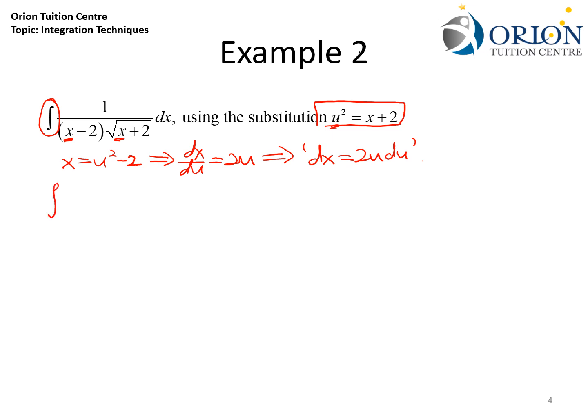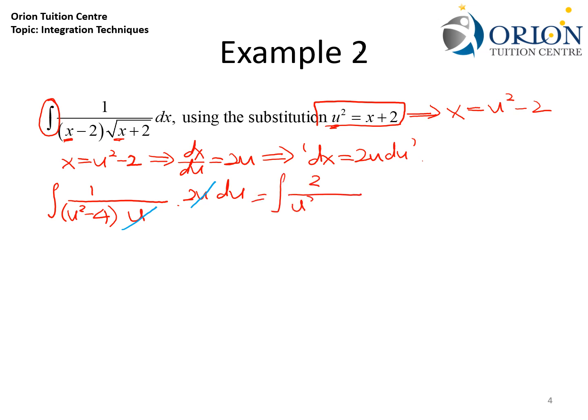We get the integration of 1 over, for x minus 2, x will be equal to u squared minus 2. Therefore, x minus 2 will be u squared minus 4, multiplied by the square root of x plus 2, which is just u. And for dx, it will be changed into 2u du. And now we can do some cancellation, the u and the u, and we are left with the integration of 2 over u squared minus 4 du.